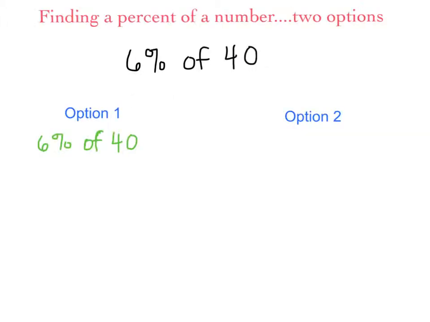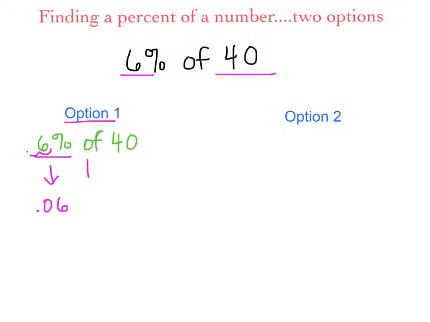Alright guys, when you're trying to find a percent of a number, you have two options. So in this example, I'm trying to find 6% of 40. Now you might notice that you're trying to find a percent of a whole. If you have a problem like this, you can use option 1. This option is where you take the percent and change it to a decimal. So the decimal for 6%, move it back twice, is 0.06.